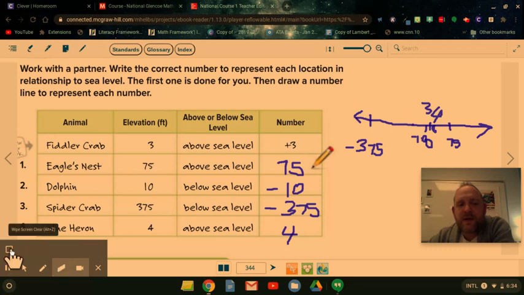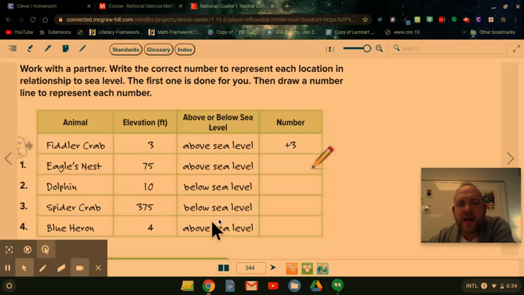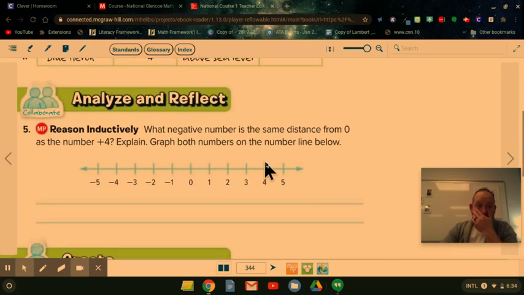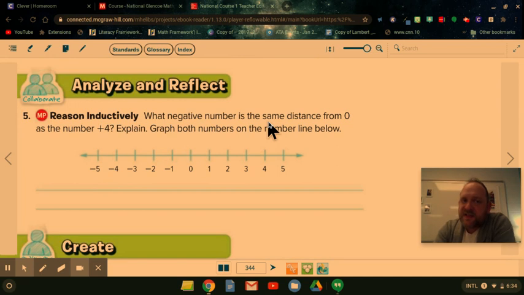Let's go on to the next question because I think it will help us out with that concept just a little bit. So it says analyze and reflect. What negative number is the same distance from 0 as the number +4? Explain. Graph both numbers on this number line below. So what I want you to do is type your answer in the box here on Edpuzzle, and then we will graph the numbers and talk about how that will play out.